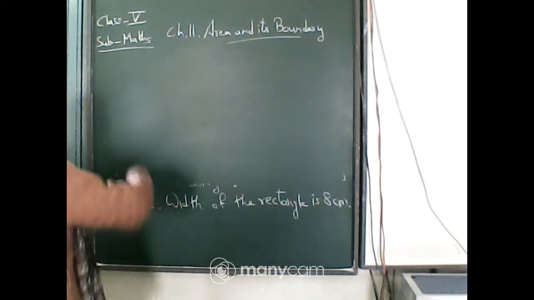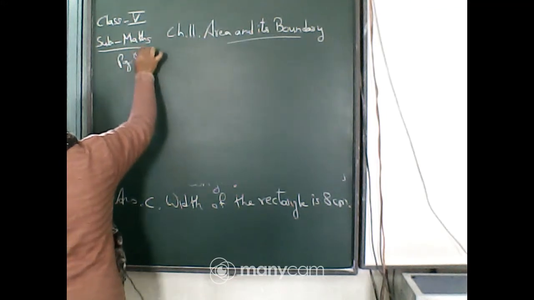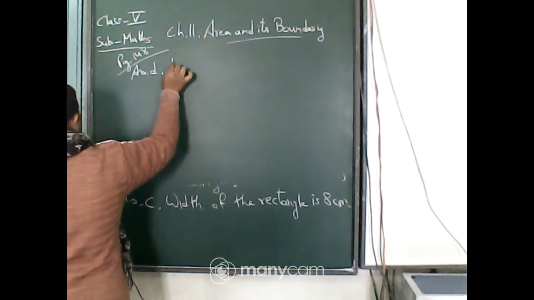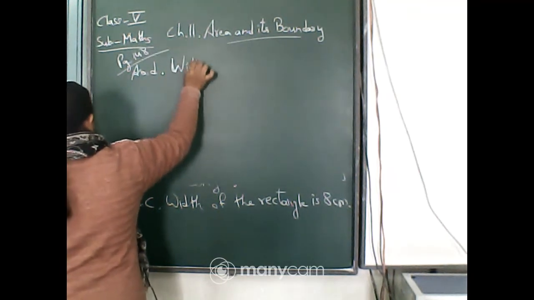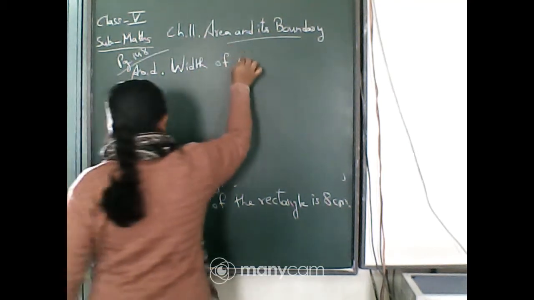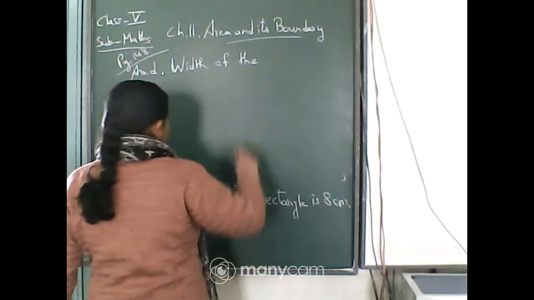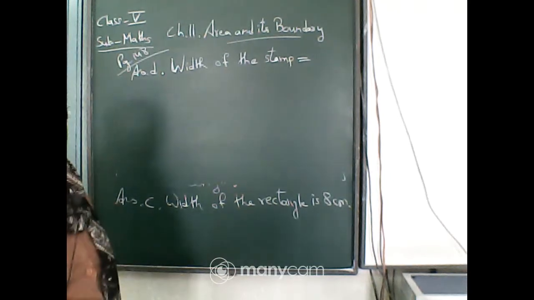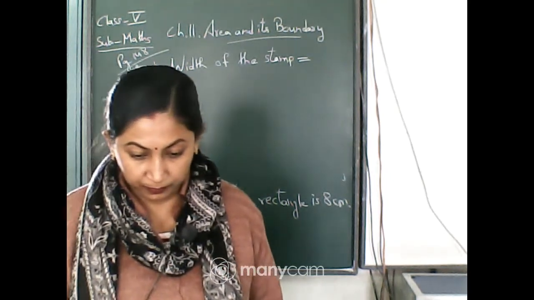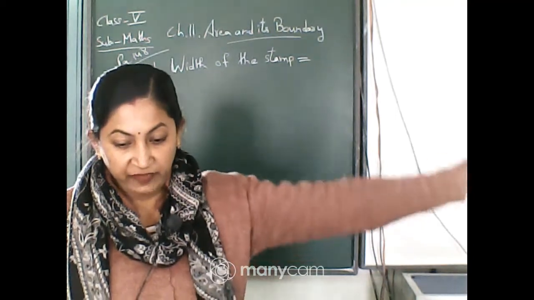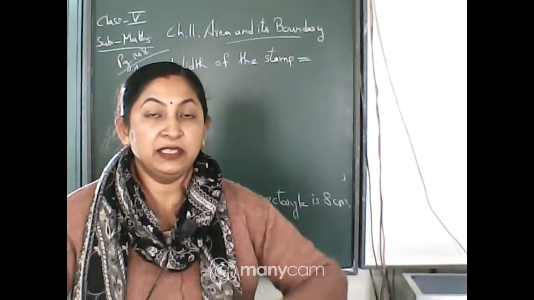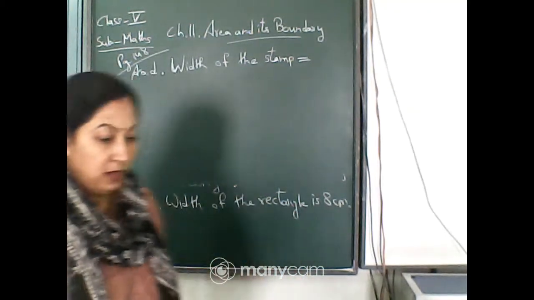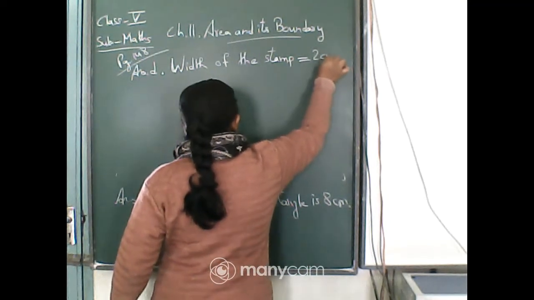This is answer number D. So first you will write width of the stamp. How much? Width of the stamp. See, width of the stamp means, since the stamp is a square stamp, the length and the width both will be the same. So it is 2 centimeter. So width of the stamp is equal to 2 centimeter.